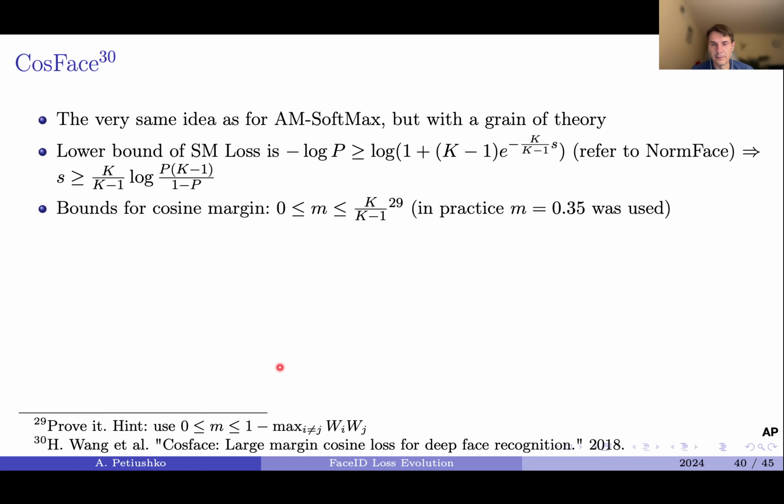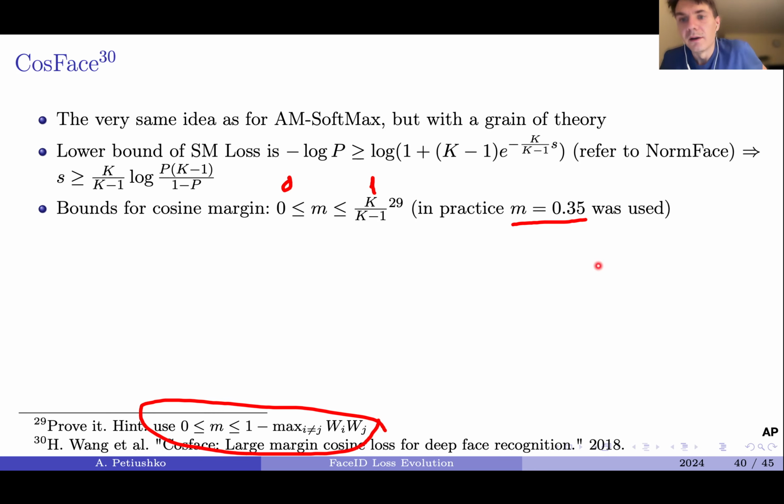And just an exercise to try to prove it, and here is the idea which can be used. Again, you can try it by yourself, or you can refer to the paper. These exercises are not that complex, usually they're just 1/4 of the paper or even less, for example 1/8 of the paper. And we can see this is basically from 0 to 1, and in practice m equals 0.35 is used.